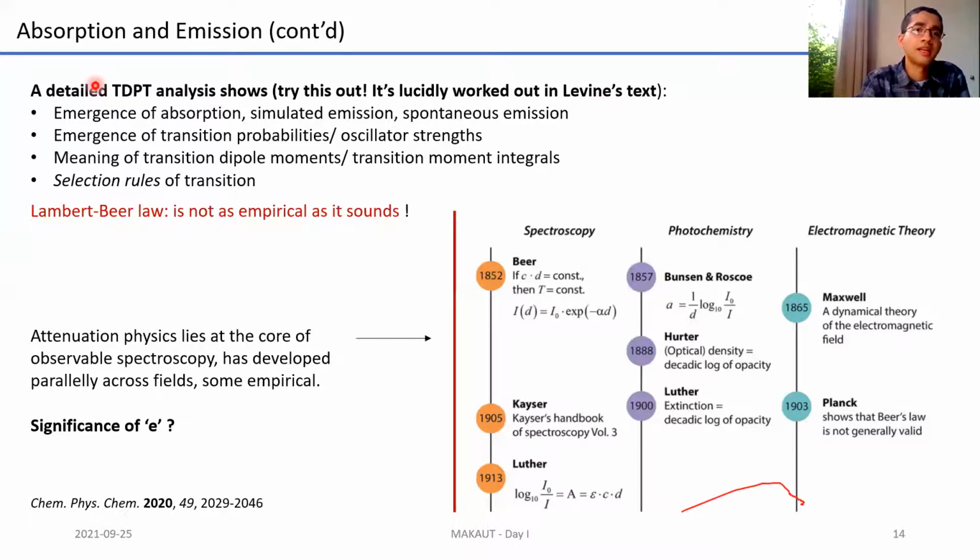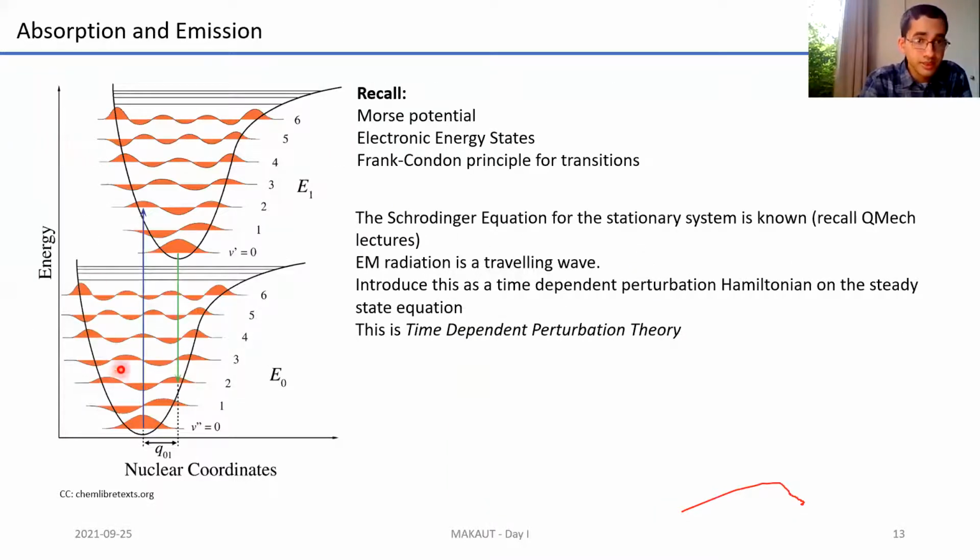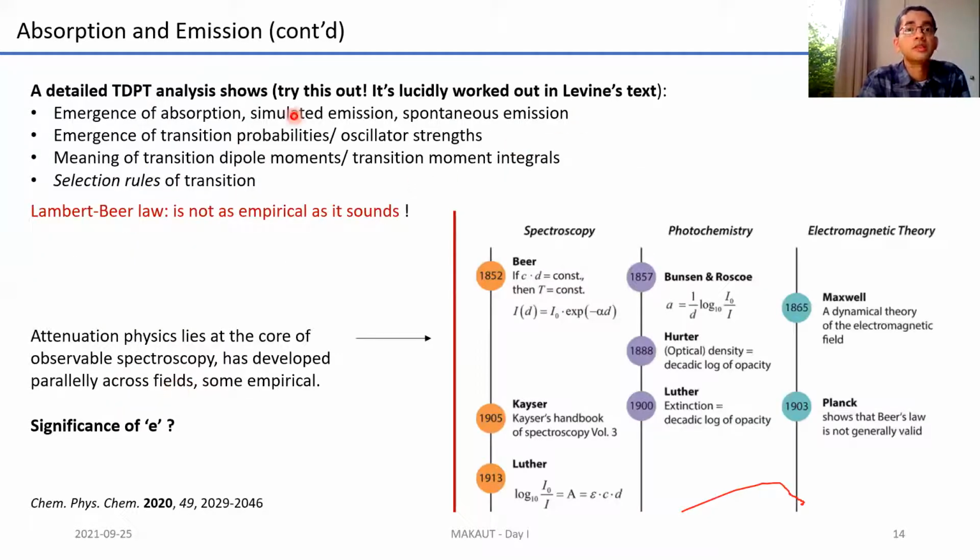However, a detailed analysis will show you that there is something known as absorption, which is the transition from this state to a higher state. There is something known as emission, and there is also something known as spontaneous emission. So these are the three major things that come out of the system if you do a time-dependent perturbation theory analysis. There are coefficients associated with these phenomena, and these are known as Einstein's A and B coefficients. If you've done this course, my apologies, you know this already.